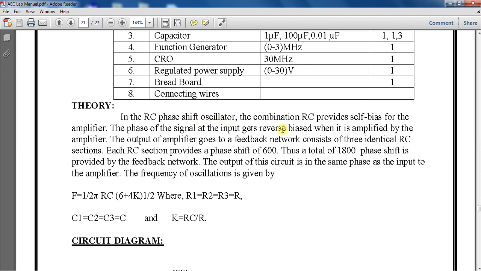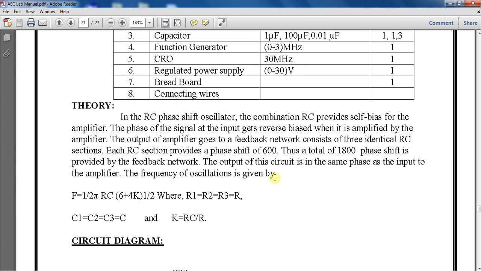See this one. In the RC phase shift oscillator, the combination of RC provides self bias for the amplifier. The phase of the signal at the input gets reversed when it is amplified by the amplifier. So the output of the amplifier goes to a feedback network consisting of three identical RC sections, and each RC section provides a phase shift of 60 degrees. Thus a total of 180 degrees phase shift is provided by the feedback network. So the output of this circuit is in the same phase as the input to the amplifier.